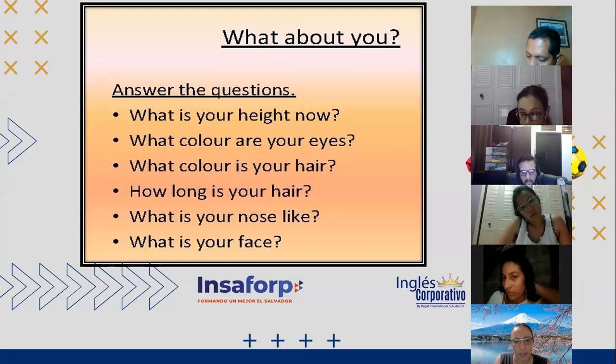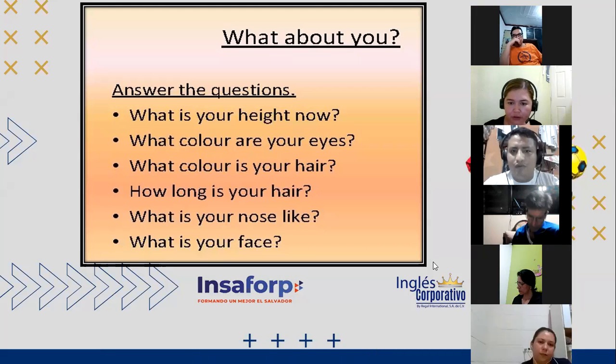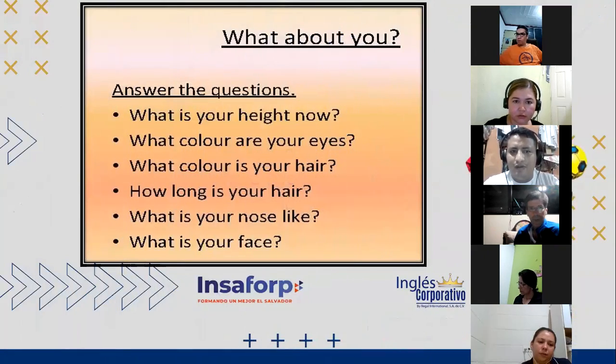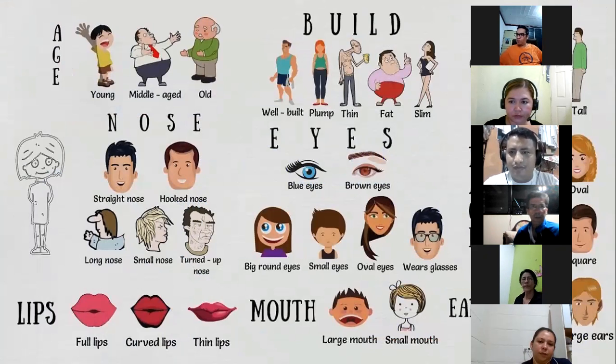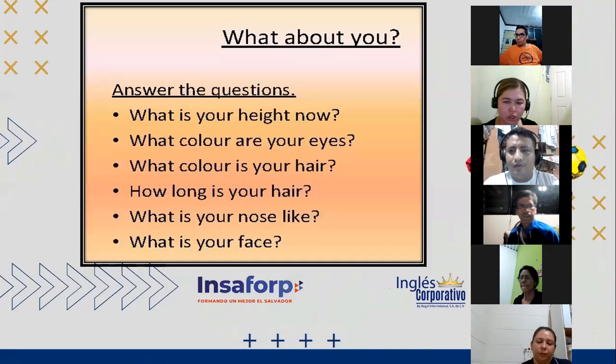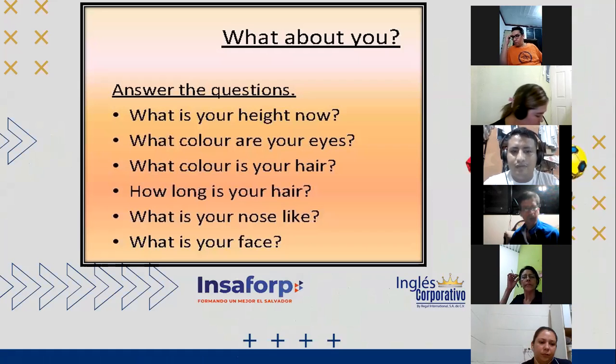I don't know if you are writing down the answers. If you have the chance to write it down, your answers will be nice. If you need the previous picture for the vocabulary, we have it here. So it's asking you about your height, your eyes, your hair, your nose. We need to answer about you, and then we will see how you can describe your best friend, your husband, your wife, your son, your daughter.